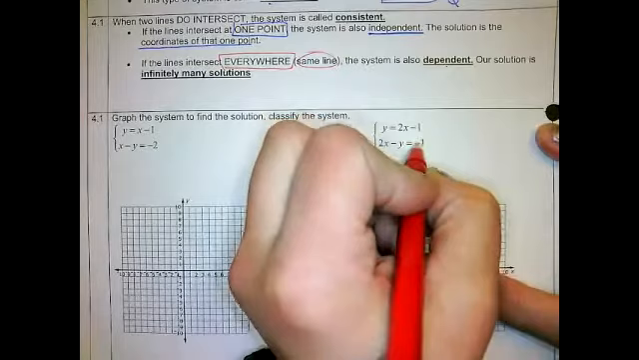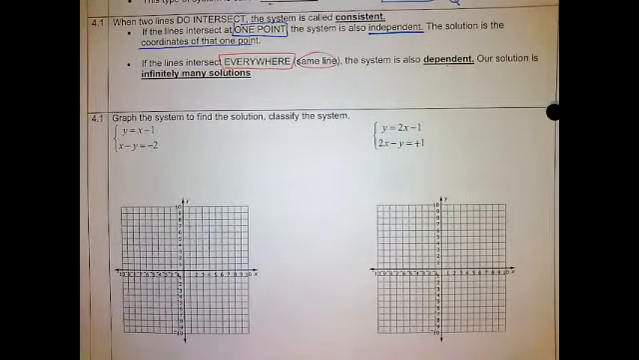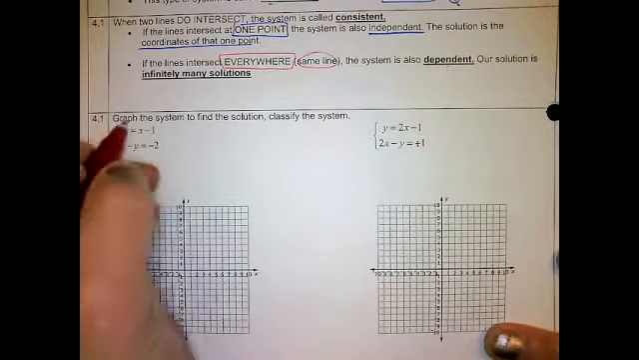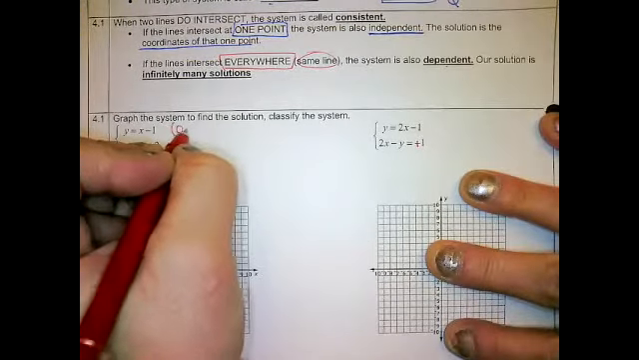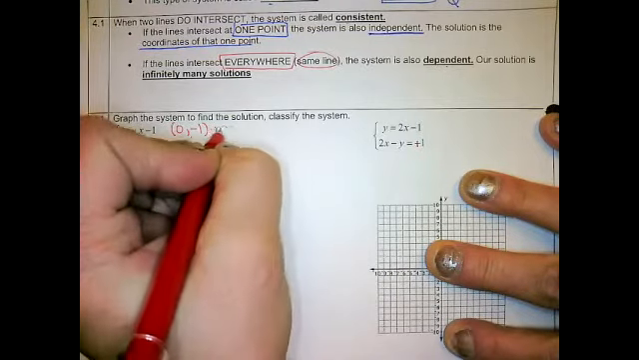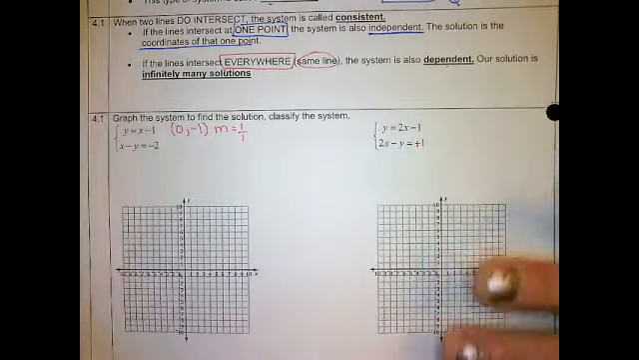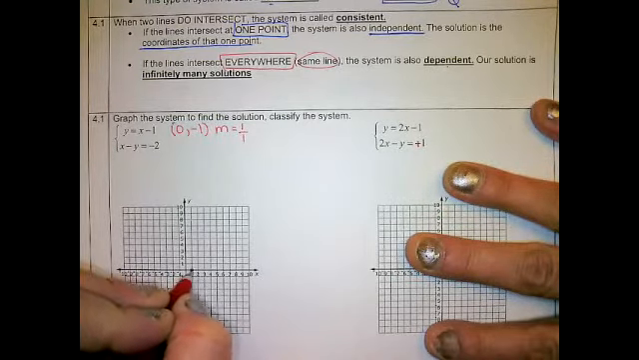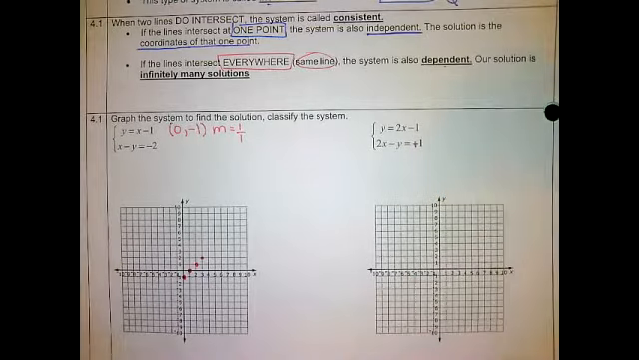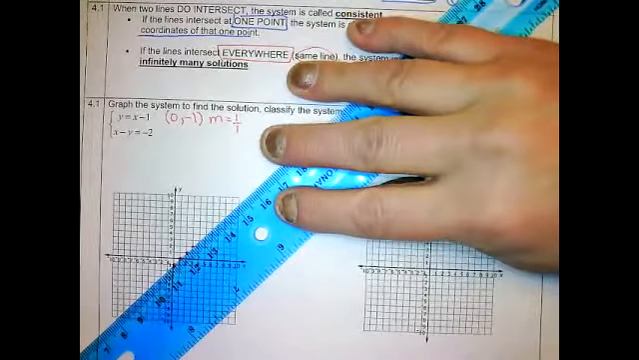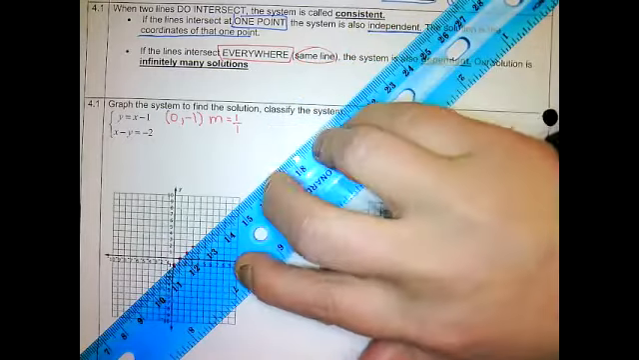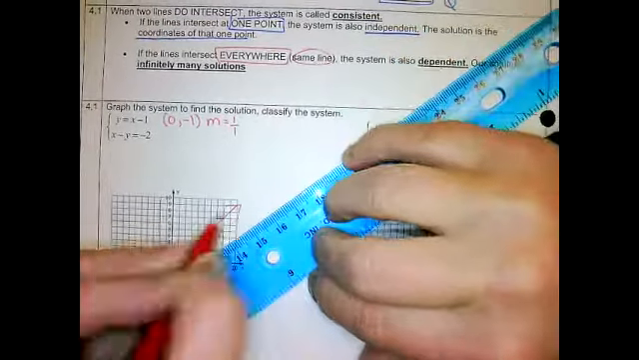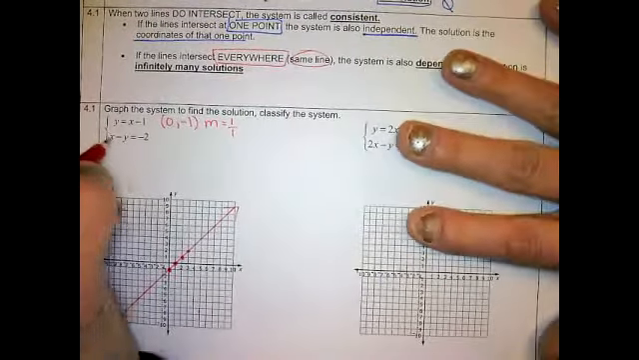Try not to work ahead, because I'm changing this one. I want this to be a plus 1 over there. So y equals x minus 1. It's already in slope-intercept form. So my y-intercept is 0, negative 1, and my slope is 1 over 1. So I'm going to plot the point 0, negative 1, and from there I'm going to go up 1 over 1. Okay, so now I'm going to go on ahead and do the next one.